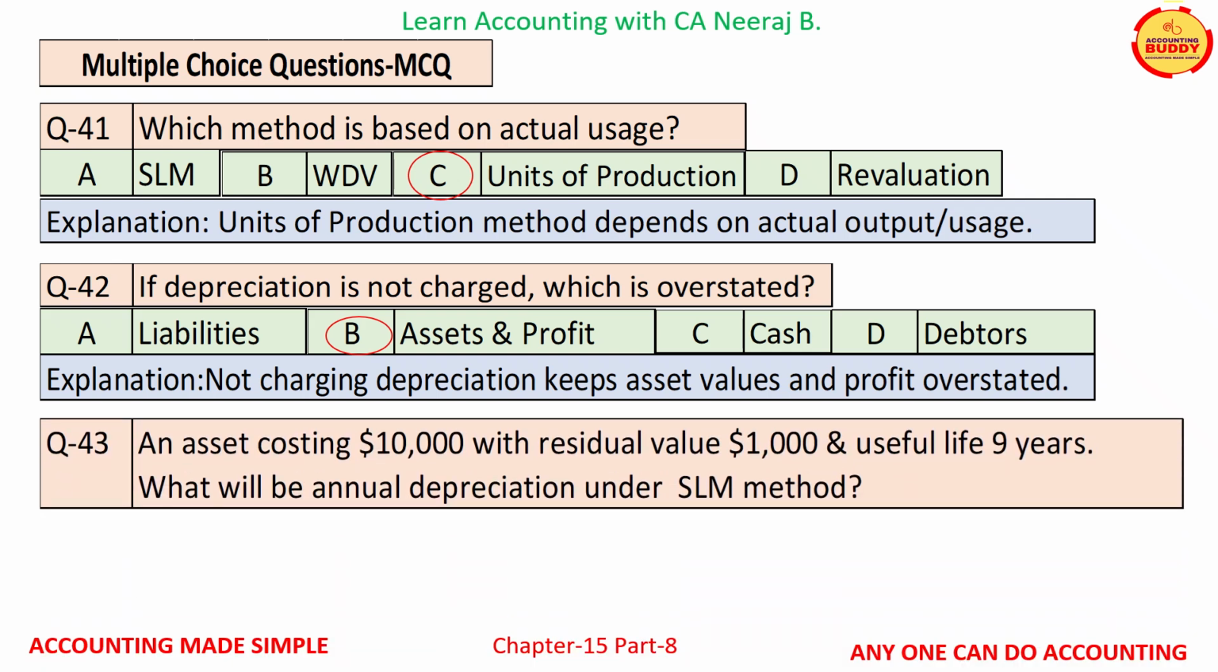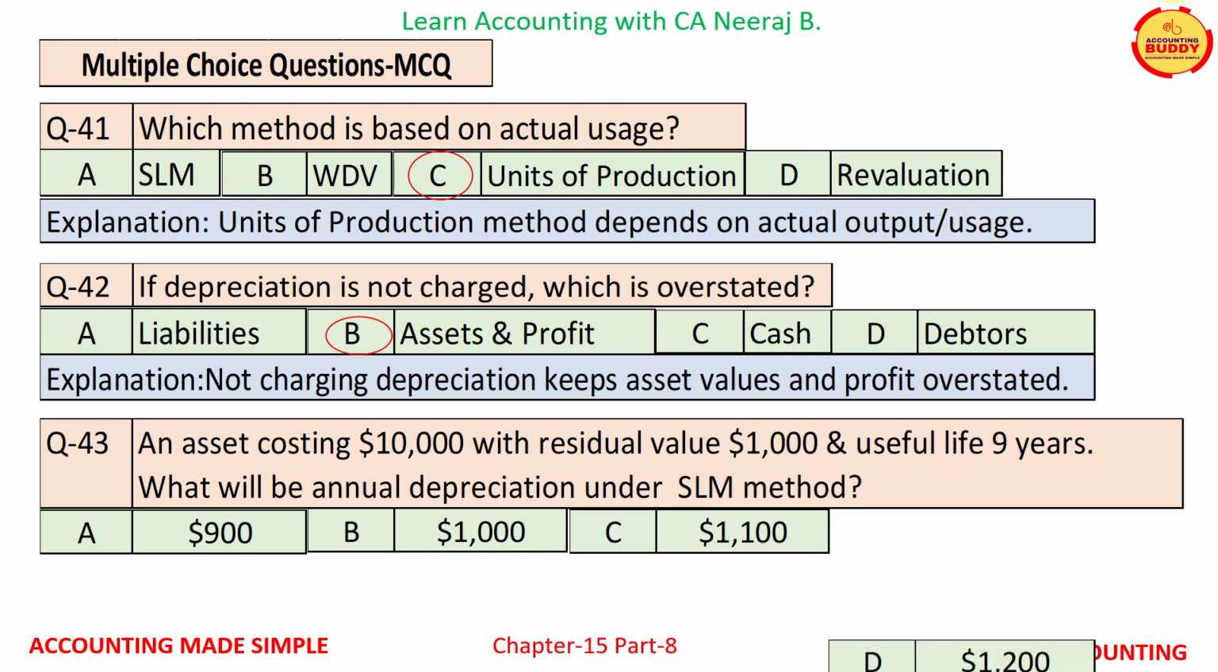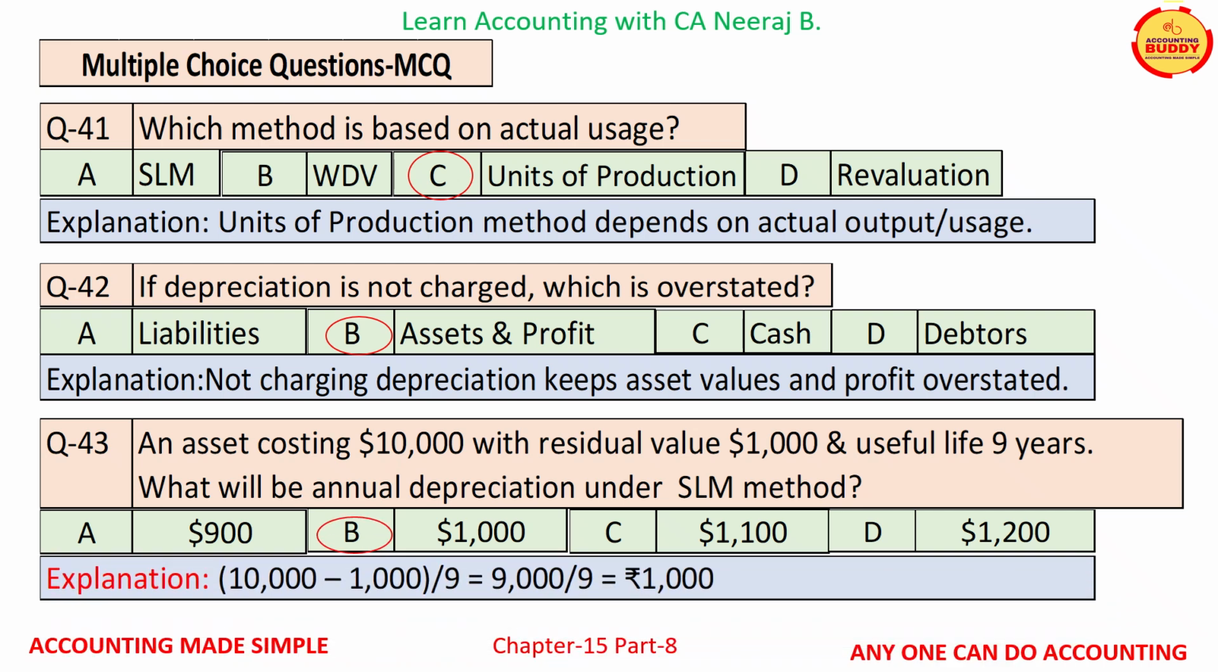Question number 43 is, an asset costing $10,000 with a residual value of $1,000 and having a useful life of 9 years, what will be the annual depreciation under SLM method? And the available options are option A $900, option B $1,000, option C $1,100 and option D $1,200. And the correct answer is option B $1,000.